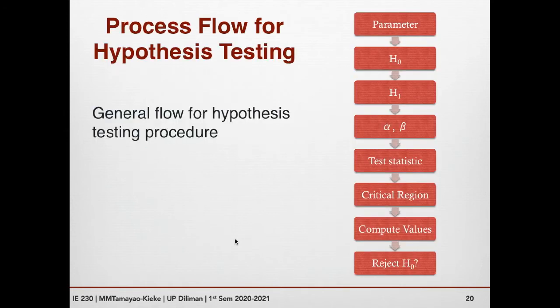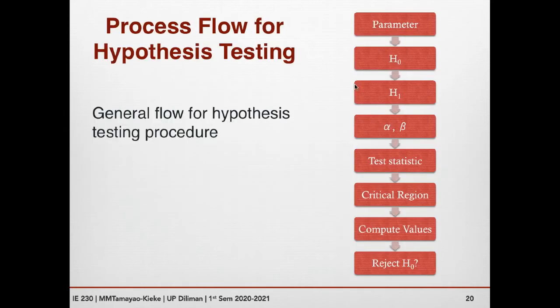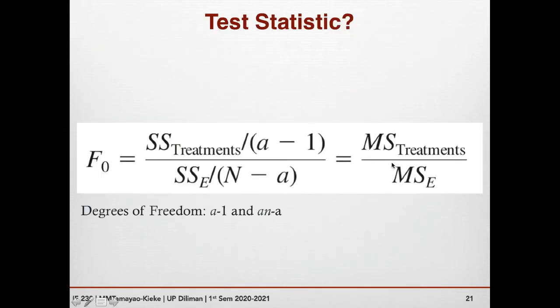All right, so let's go through the rest of the process. We've already identified this. Say we're looking at alpha equals 0.05. Now let's look at what test statistic we should be using. In this case, the relevant test statistic is derived from the F distribution, because it can be expressed in this expression.